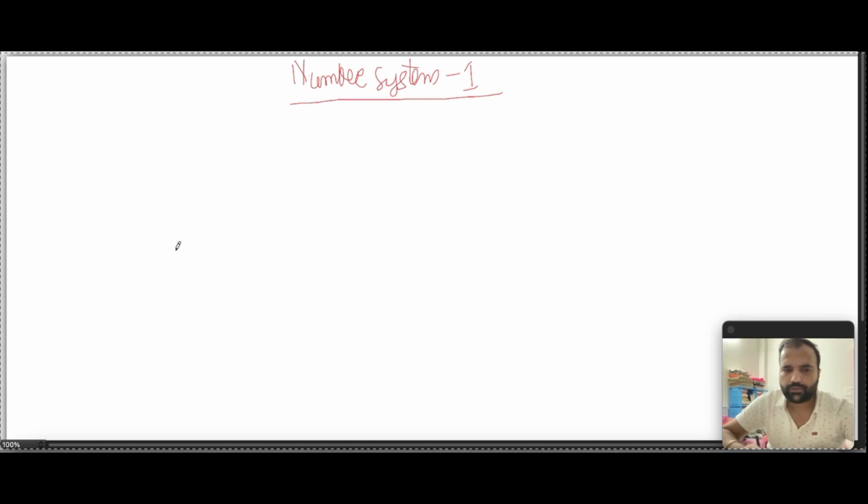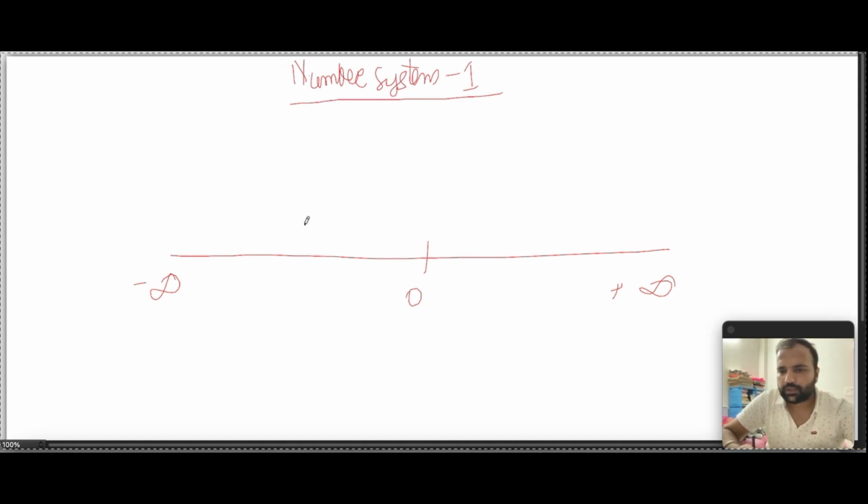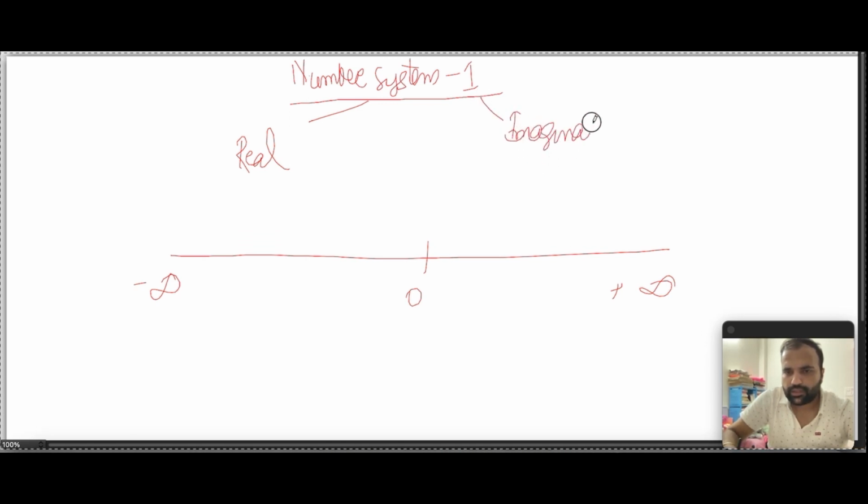So let's for a moment assume that this is a number line. We can take it as minus infinity to plus infinity over here. So all the real numbers. When we talk about number system, or when we talk about numbers, basically it can be categorized into real numbers and imaginary numbers. Real numbers are all other numbers which are not imaginary.